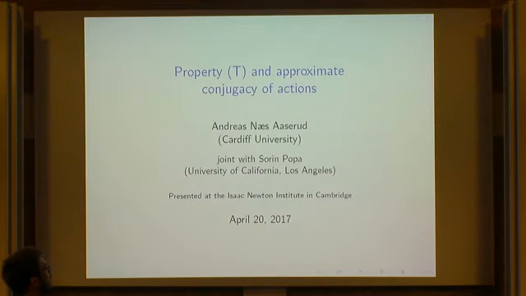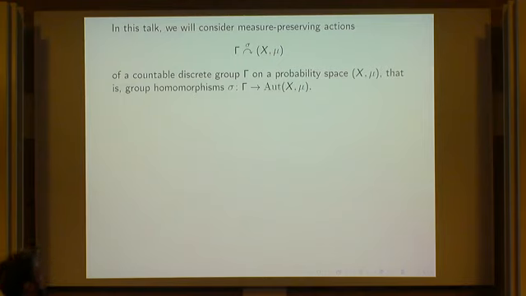Alright, so this talk is going to be about a certain type of group actions, namely actions of countable discrete groups on probability spaces. And these will be measure-preserving actions. Those are just group homomorphisms from countable discrete groups into the automorphism group of some probability space, where two automorphisms are identified if they're equal almost everywhere. It's really an equivalence class of automorphisms.